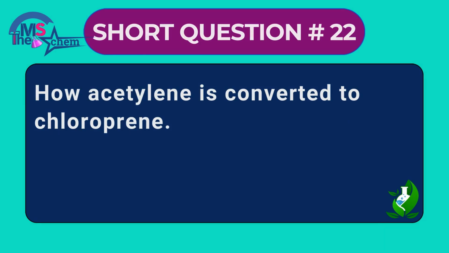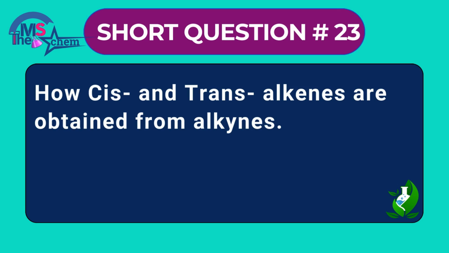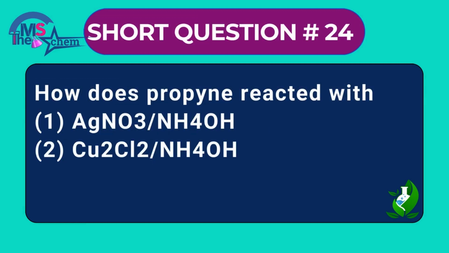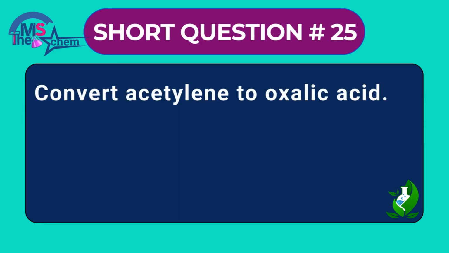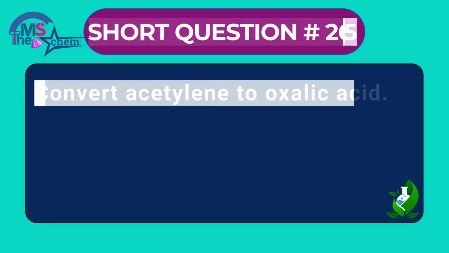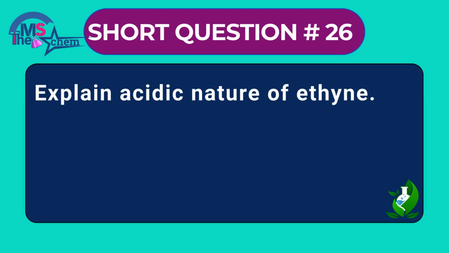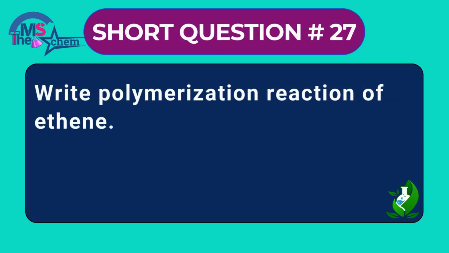23: how cis and trans alkenes are obtained from alkynes. 24: how does propyne react with silver nitrate and cuprous chloride in the presence of ammonium hydroxide. And question 25 is: convert acetylene to oxalic acid. Question 26: explain the acidic nature of ethyne. Question 27: write the polymerization reaction of ethene.